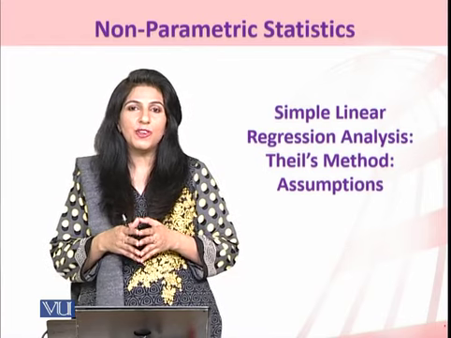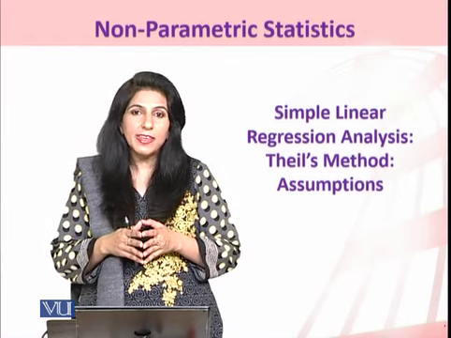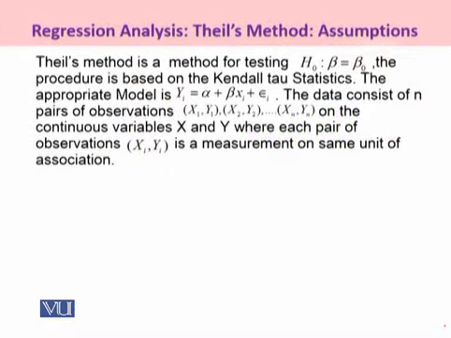So under H0, we usually assume that beta is equal to beta naught. So students, we would be talking about certain assumptions that are required to apply Thiel's method to estimate the parameters of the regression model. Under Thiel's method, we are assuming to test H0: beta equal to beta naught, and Thiel's method will make use of the Kendall-Stava statistic for testing this particular kind of H0.